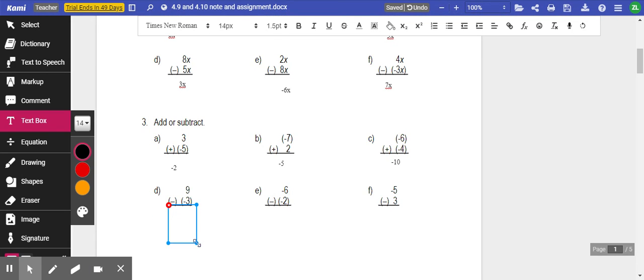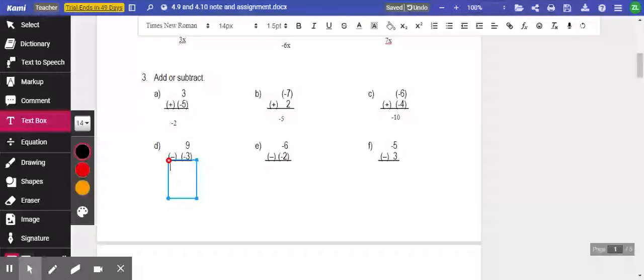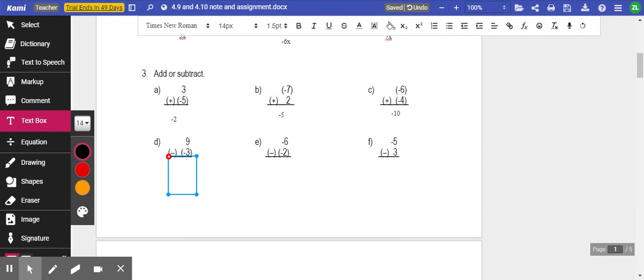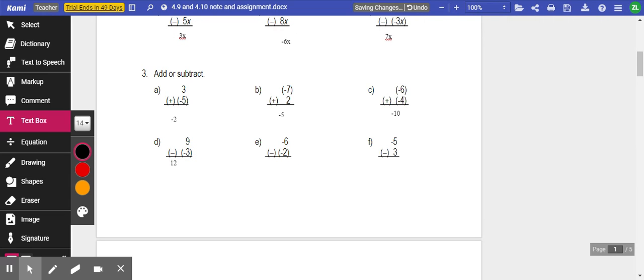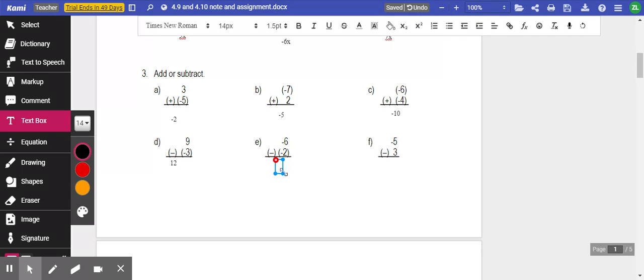Over here, we've got 9 minus negative 3, so those two negatives are going to equal a positive. It's going to give us 9 plus 3, or 12. Same thing over here. We've got negative 6 minus negative 2. So in that case, we're adding that. It's going to be closer to the positive, giving us an answer of negative 4.